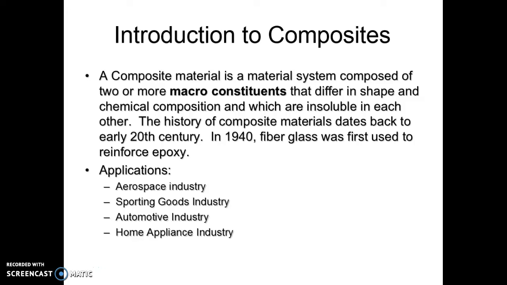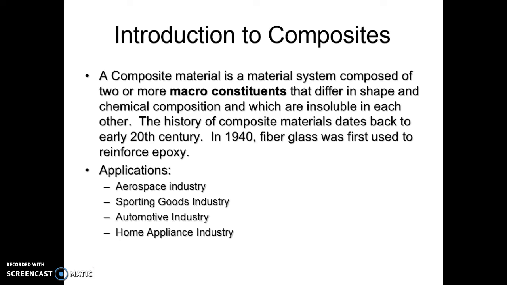Composite materials are a category of materials, or we can call it a material system, composed of two or more macro constituents. These macro constituents differ in shape and chemical composition, and they are essentially insoluble in each other. So what is the difference between a composite material and an alloy?